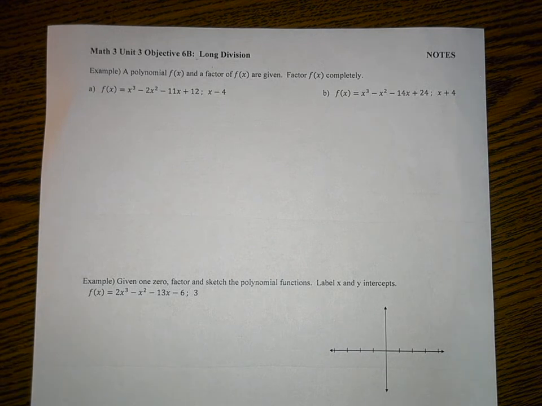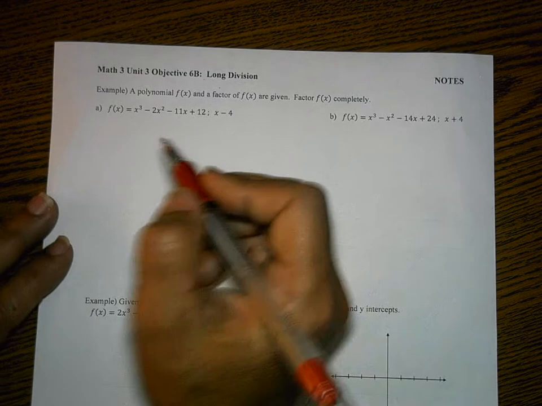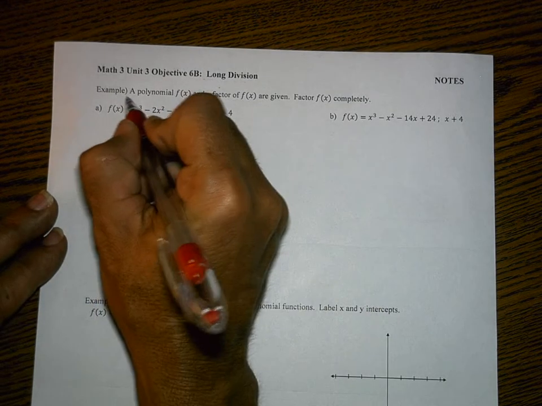Well, in 6A, we learned how to do long division to figure out if a factor really is a factor of the dividend of the polynomial or not. So we were learning about division and how to figure out if there's a factor or not. Here, the difference is I will tell you it is a factor. Okay, so look at this.